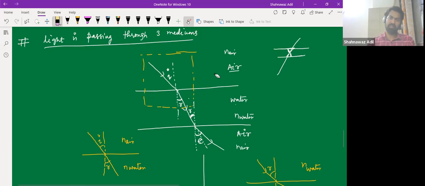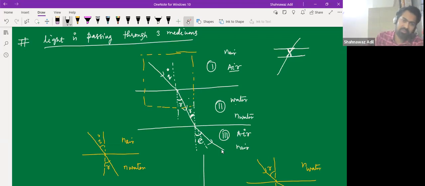This was the first medium, then the second medium, and then the third, which is actually again the same as the first. Yes, Mariam, Aisha, Aslan, Meer, is this clear? Yes, sir. This was for the first case, right? And this is the second. The names should be written as 1 and 2.